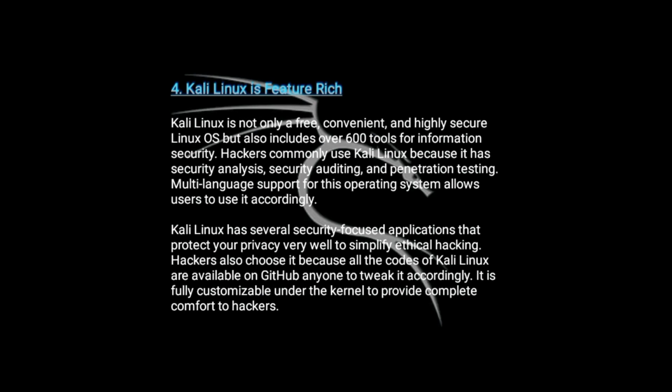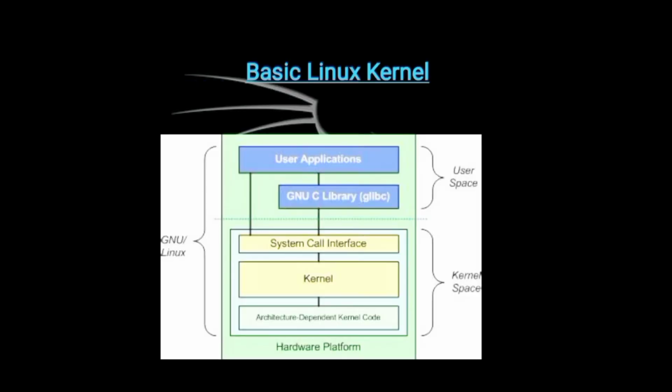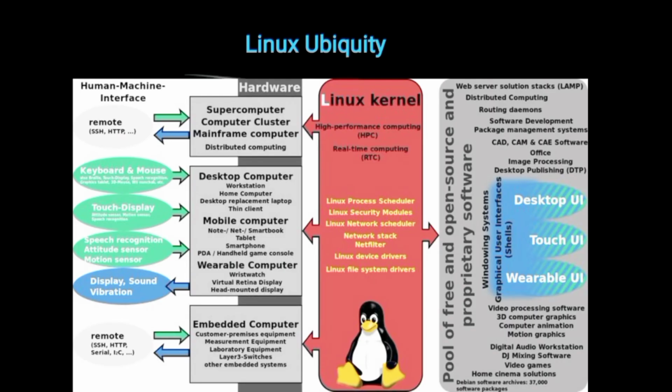Kali Linux is feature rich. Kali Linux is not only a free, convenient, and highly secure Linux OS but also includes over 600 tools for information security. Basic Linux kernel. User application, GNU C library, system call interface, kernel, hardware platform.